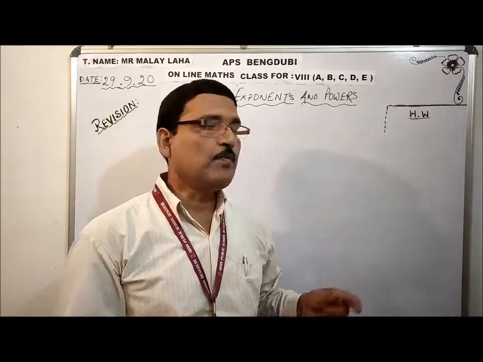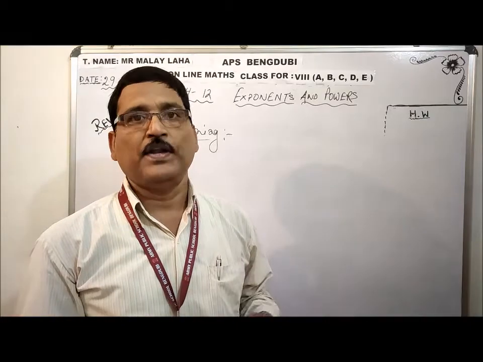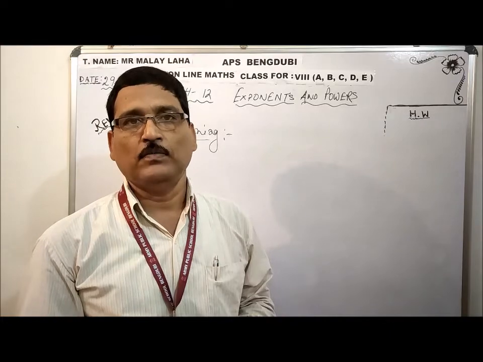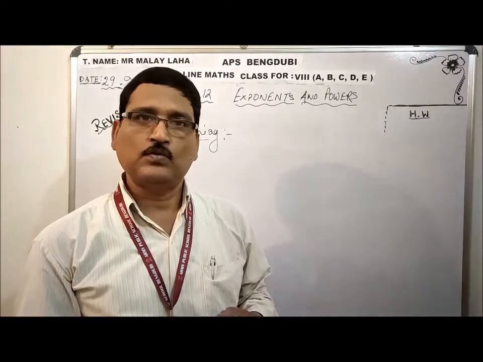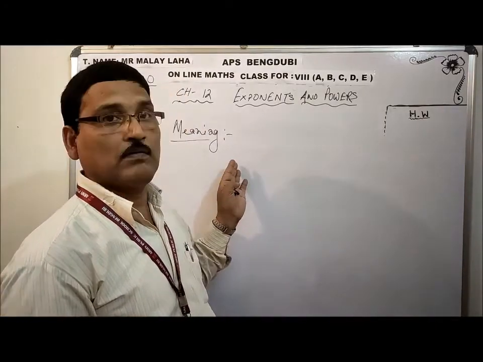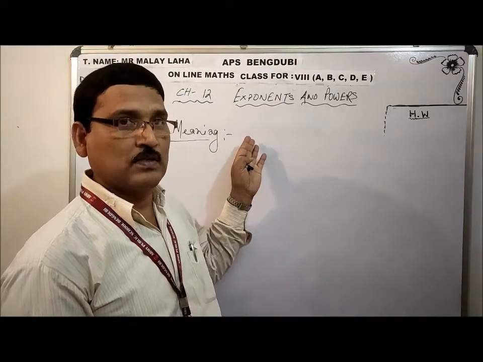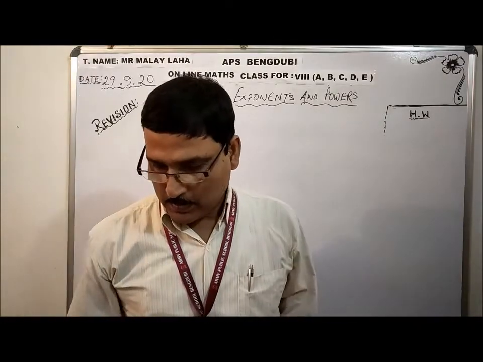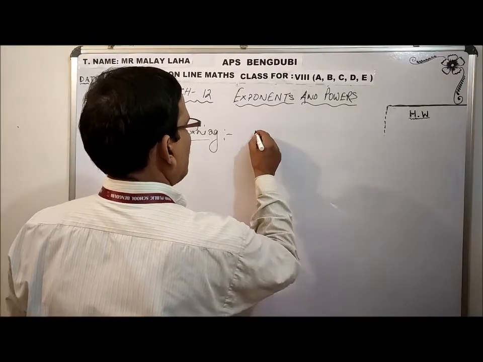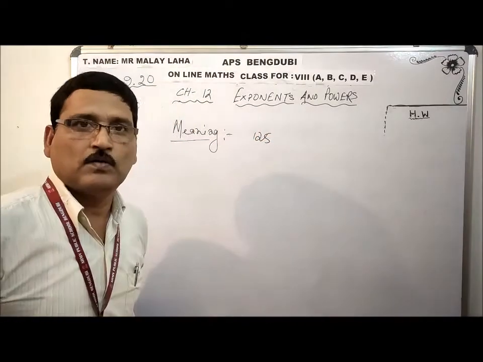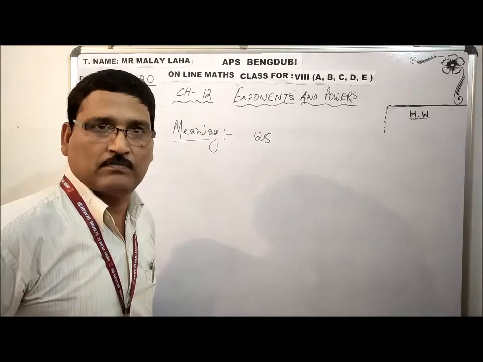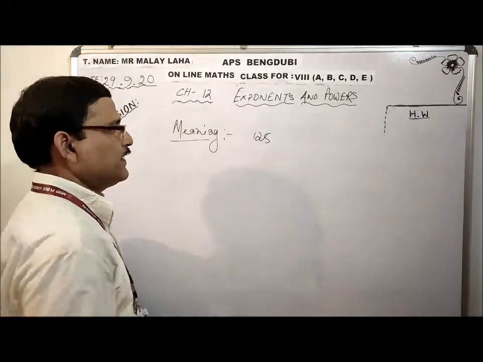So the way of representing any number in exponential form or standard form, both are the same meaning. This is exponential form. This is called standard form. Okay. Now one example I am giving you: 125. I have to represent 125 in exponential form or standard form. Okay. How can I write it?